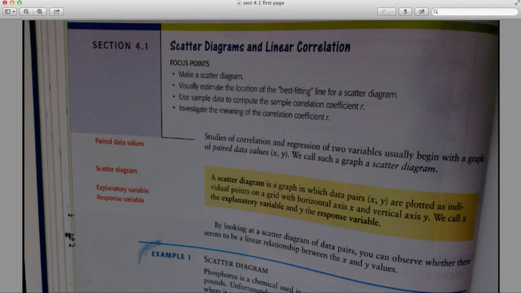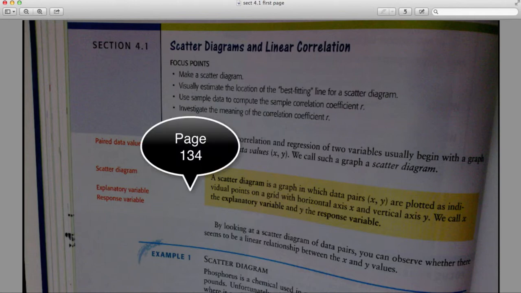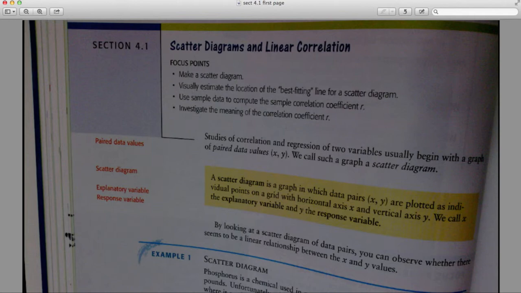So the x variable is going to be called the explanatory variable, and the y is going to be called the response variable. I will use the guided exercise on page 134 as an example before we work on problems 10 and 12. So let's go there.